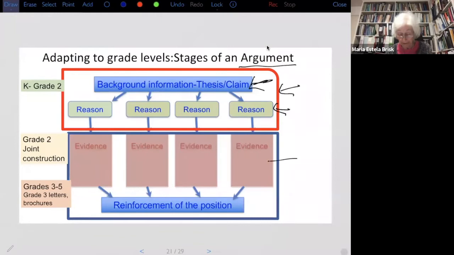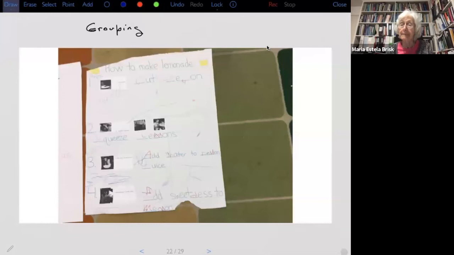The other is by grouping, as I mentioned before. For instance, this piece was written together by a group of preschoolers. They were 4 years old and they wrote with a teacher. So the teacher had, for instance, this how to make lemonade. The teacher had the word cut and then they would come and write the C, you know. So add some letters and stuff like that.